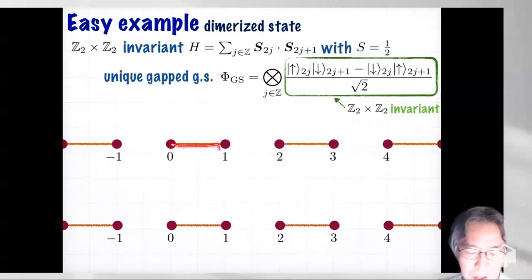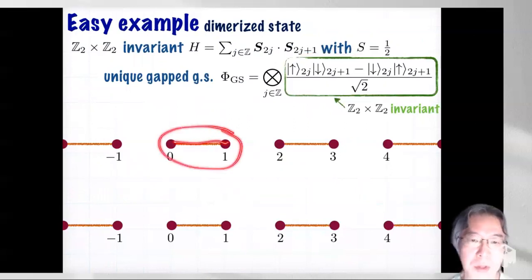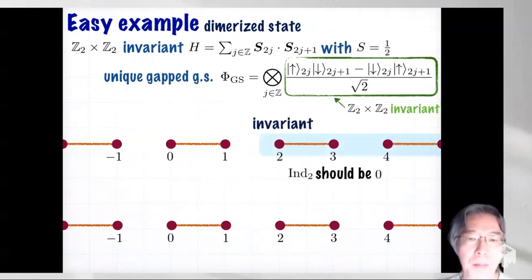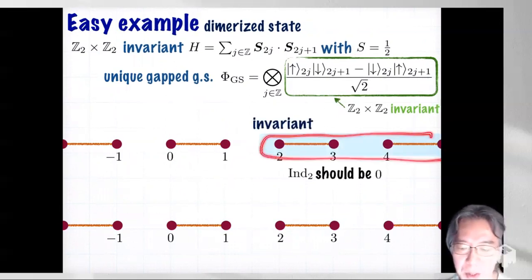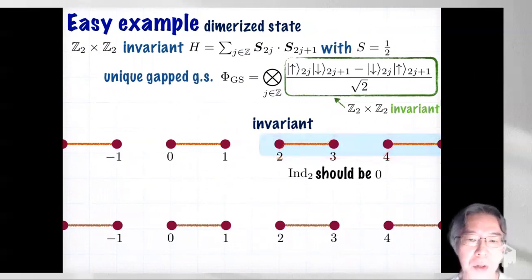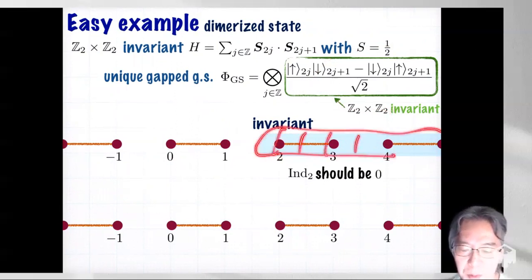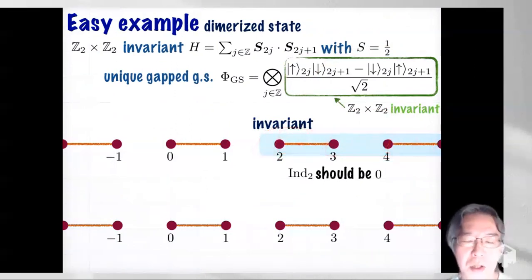By the way, again, these two dots connect. These dots are spin 1/2, and this denotes a spin singlet. Now, I make a fictitious cut here and examine the transformation property of this half infinite portion of the chain. But in this half infinite portion, you only have a bunch of spin singlets, which are innocent, which are Z2 cross Z2 invariant. So if you look at the transformation property in this half infinite portion, you don't get anything. You see nothing. So in this case, the index should be 0.